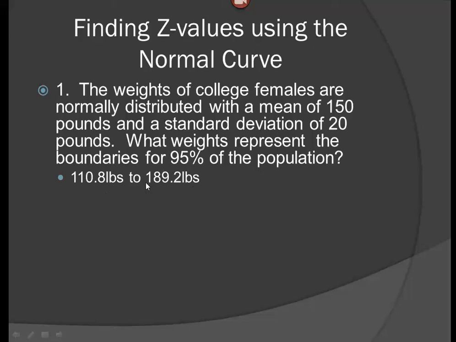For the right-hand side, we're not going to put 95% as the area to the left. We're going to use 97.5 because 2.5 is to its right. That means 97.5 is to the left. Comma, 150, comma, 20, and you should get 189.2.